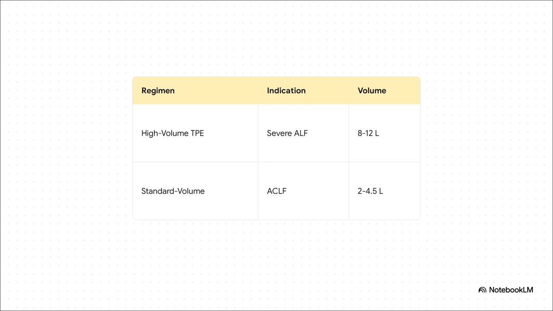But for an ACLF patient, their physiology is much more precarious. So we scale it back to standard volume TPE. We're talking a much tighter 2 to 4.5 liters, usually just 1 to 2 sessions a week. This prioritizes their hemodynamic safety while still clearing out that inflammatory burden.